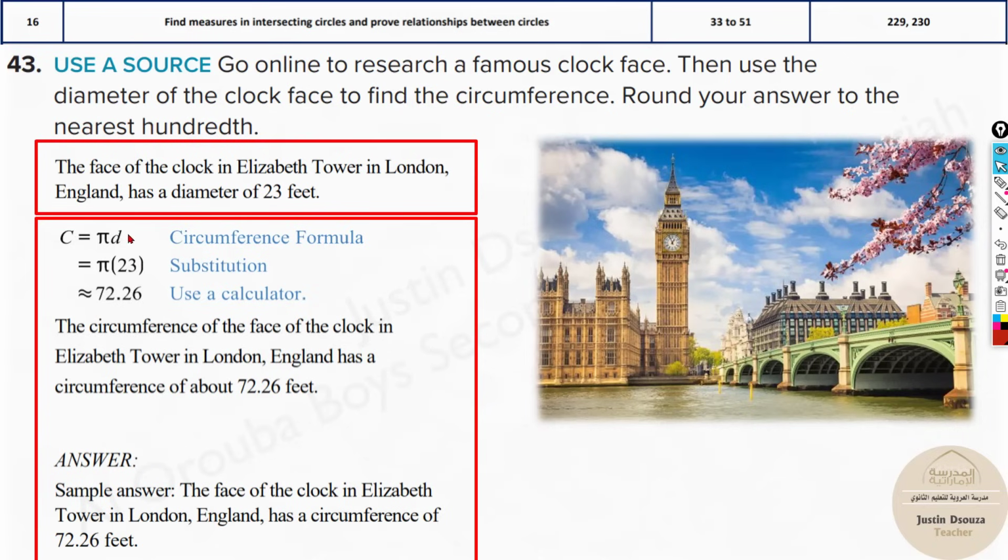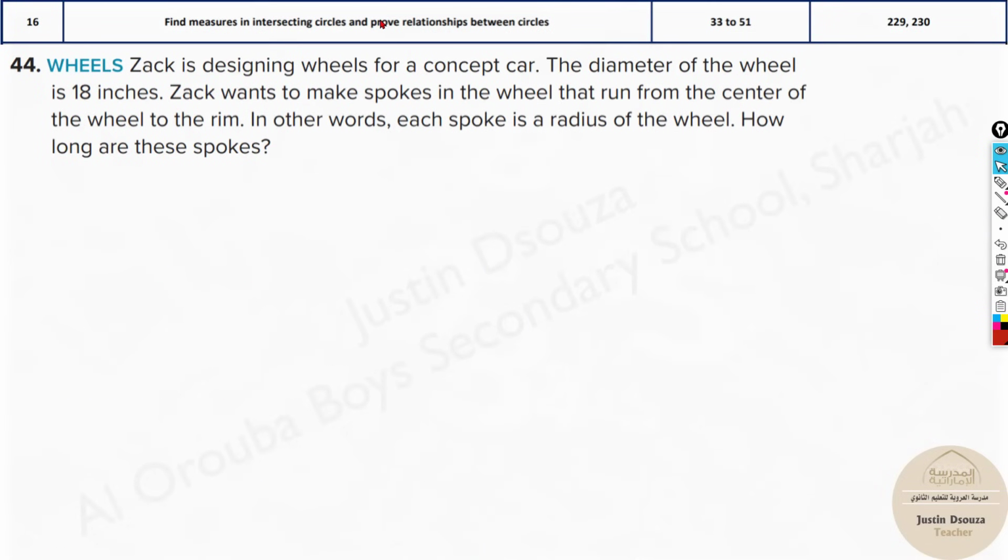We just now did this pi d, but it's just that this is the diameter. Don't worry, in your exam they won't tell you to go online and stuff. The values will be given to you, so you can just use the formula, use your calculator and solve it. But here they told not in terms of pi, but to the nearest 100, so you need to keep two decimal places. That's it.